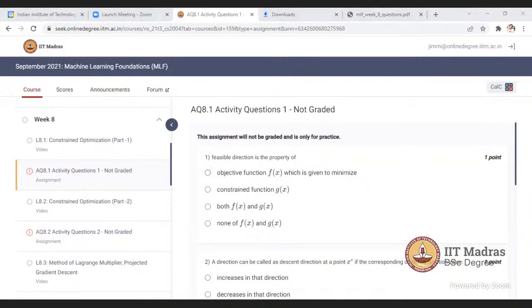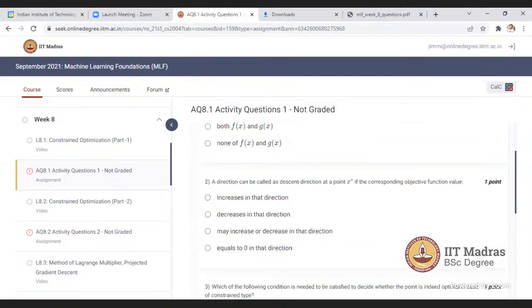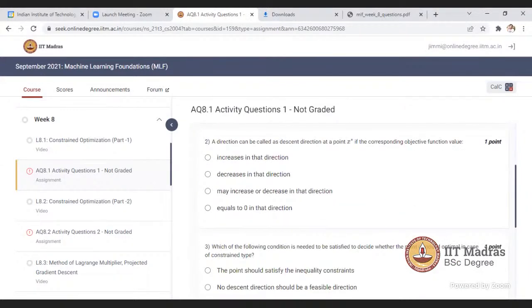Feasible direction is the property of the objective function, the constraint function, both fx and gx, or none of fx and gx. What do you consider the correct answer? Constraint function. Yeah, exactly. The constraint function only gives you the direction which is feasible or not. A direction can be called a descent direction at a point x if the corresponding objective function value increases or decreases in that direction? Decreases. Yeah, exactly. The function value should decrease in that direction. Then it will be called a descent direction. Otherwise, if the function value increases in that direction, it is not.